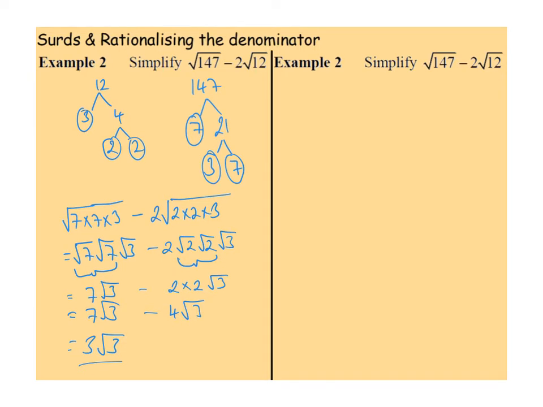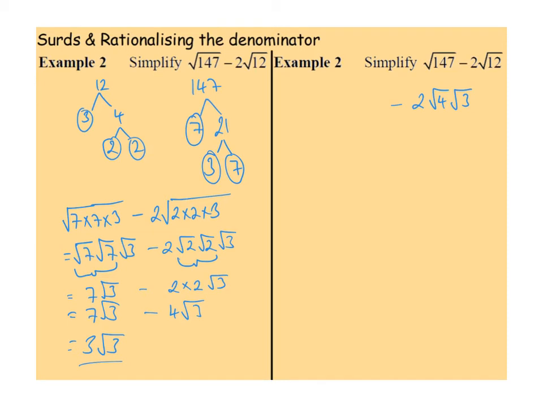Okay, and then the other method is the larger square factor method. So I'll start with the 12 because the 12 is fairly straightforward. 12 has a square factor of 4. 4 is the biggest square factor, so I can change root 12 into 2 root 4 root 3.